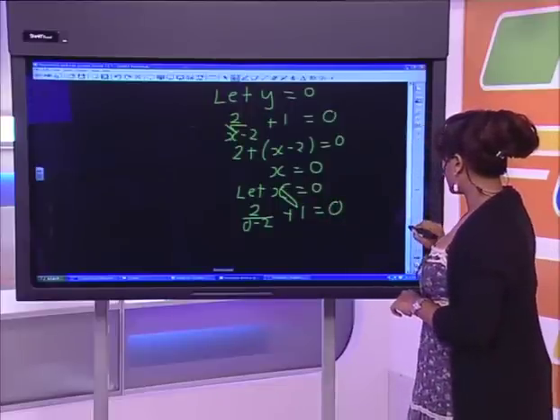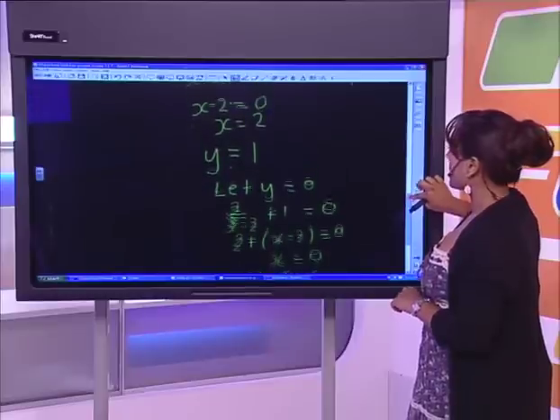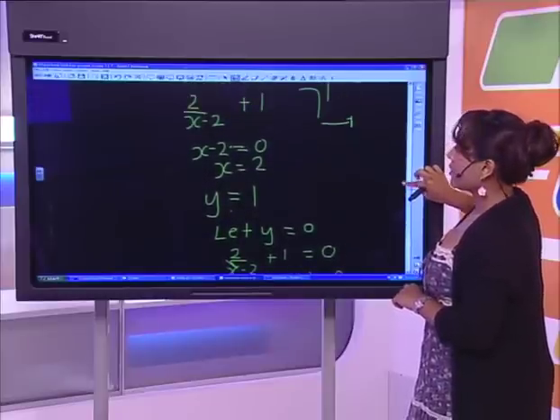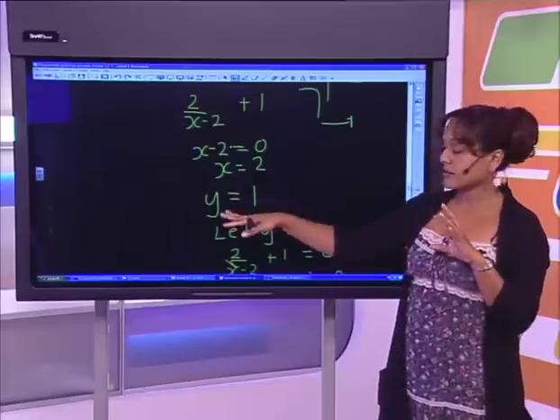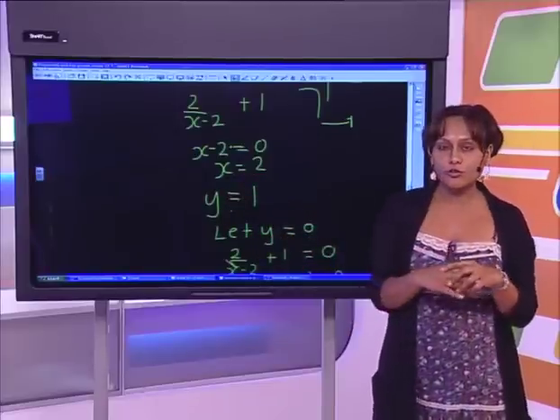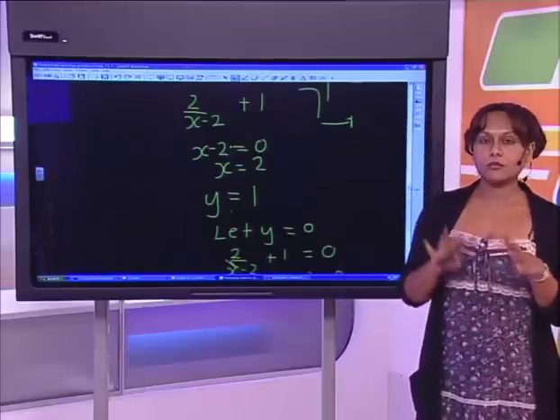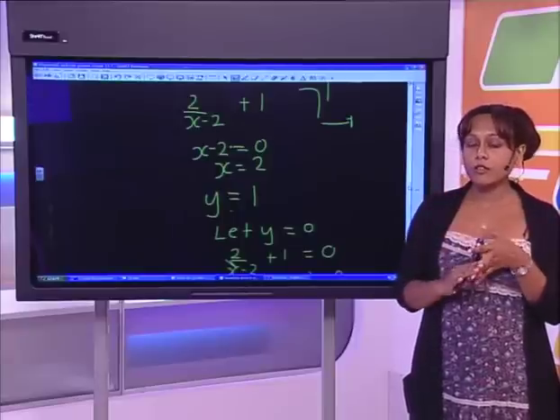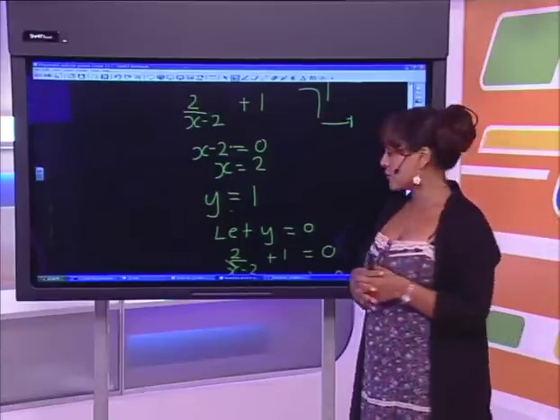So what have we determined so far? The x-intercept is 0. The y-intercept is 0. We've worked out that there's an asymptote at y is equal to 1, and there's an asymptote at x is equal to 2. We also know what the shape is. So we've got a, we've got the asymptotes, we've got the intercepts, and hopefully you can all see that you're now ready to sketch your graph.